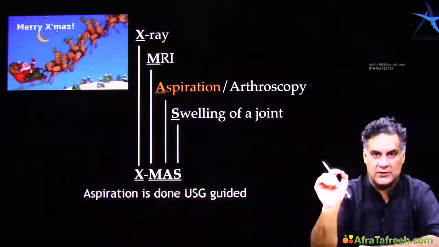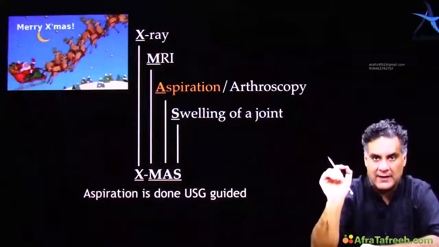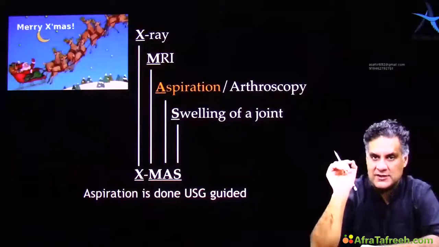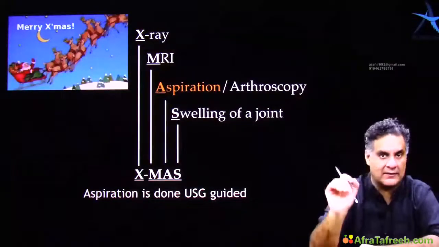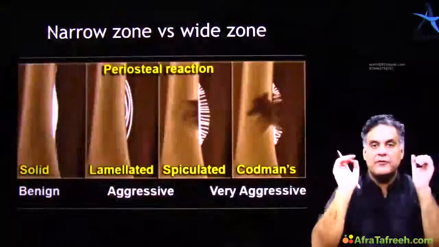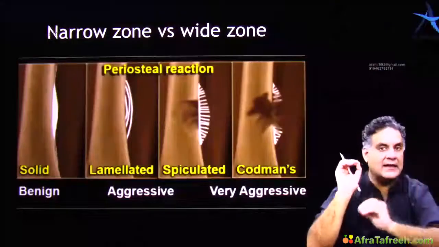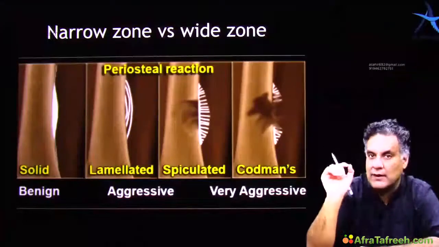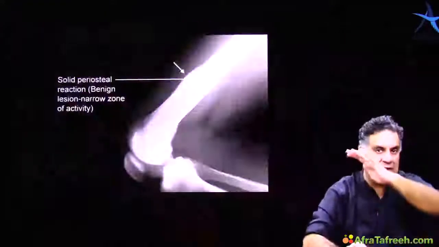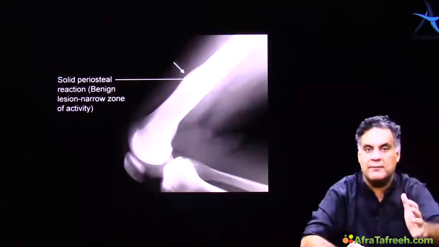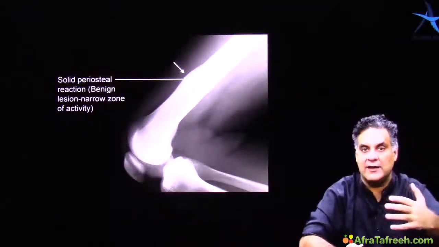Number one investigation to look at the joint is X-rays, followed by MRI, followed by aspiration or arthroscopy. And remember, the aspiration is always done by ultrasonography. And then if you have anything that irritates a bone, it will show a periosteal reaction, which is a new bone formation. If it's a benign lesion, it will be a single layer called a solid periosteal reaction, seen in day 7 to day 10 of osteomyelitis.